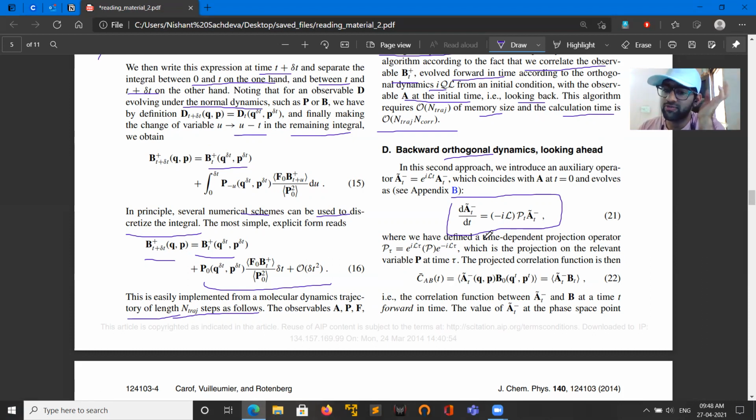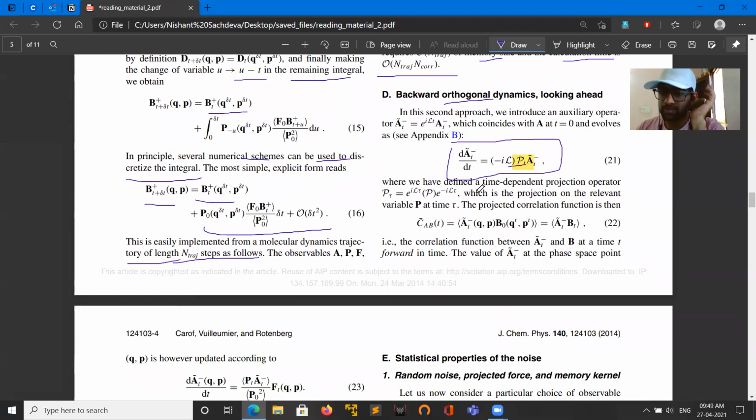Here we have defined a time dependent projection operator P_t. They're calling it P tau here, but it's also P_t. So P tau is e to the power iL tau, P, e to the power minus iL tau. Kind of sounds like the SVD we do, because it's like iLt and this minus Lt. So this operator is the projection on the relevant variable P at time tau.